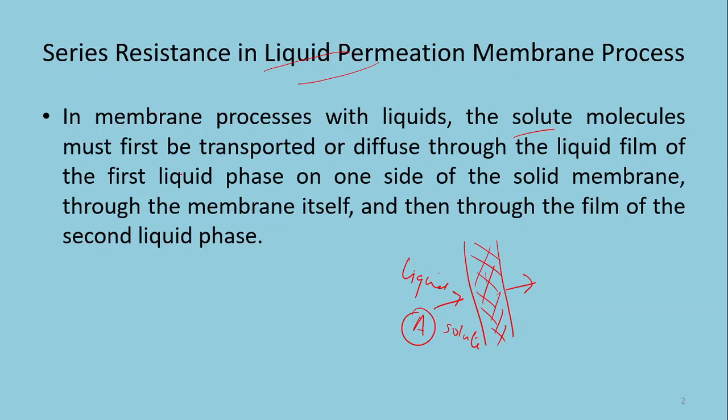So the solute molecule is first transported or diffused through the liquid film of the first liquid phase. This section is called the first phase, phase 1, and after passing, this is phase 2. Liquid phase on one side of the solid membrane, the first liquid phase, then through the membrane itself, and then through the film of the second liquid phase. So there are three different resistances in the liquid permeation membrane. We are going to discuss all these three.